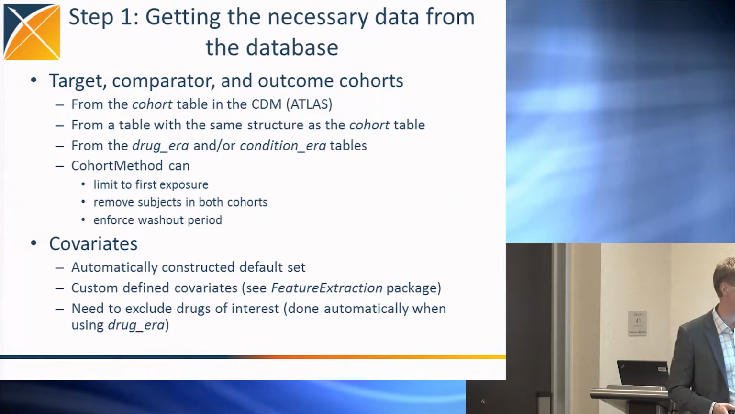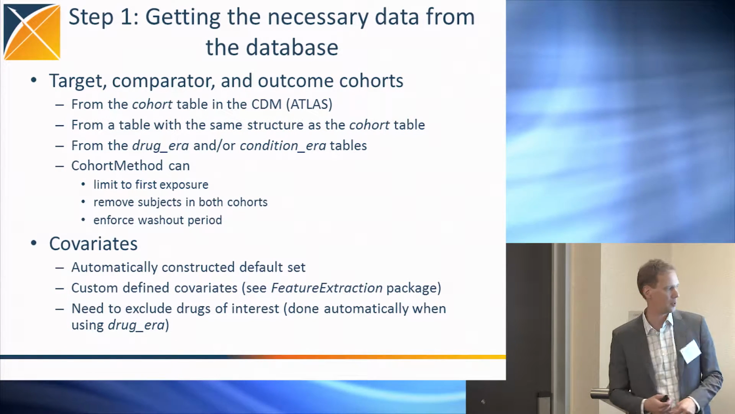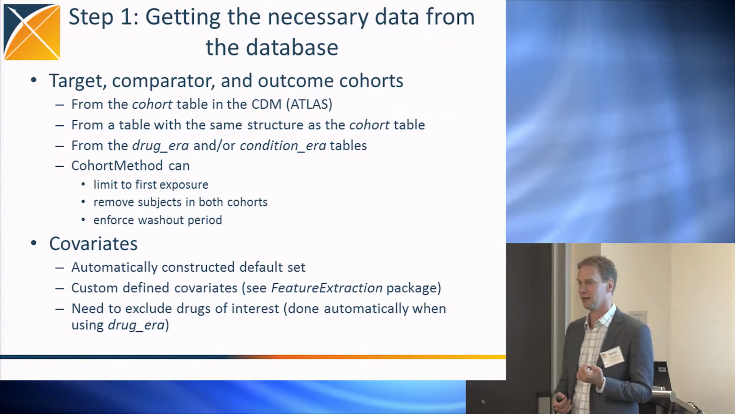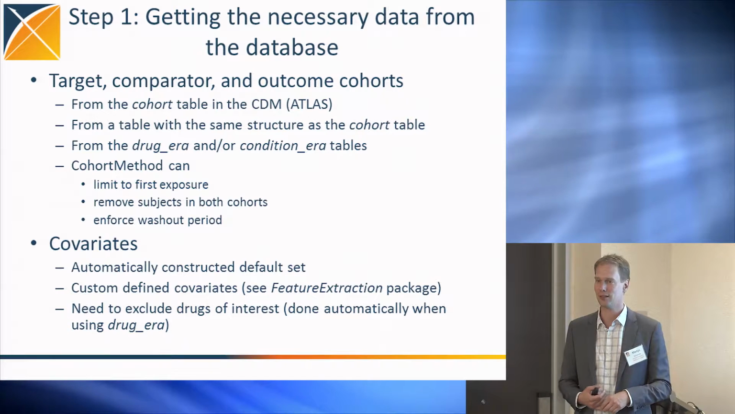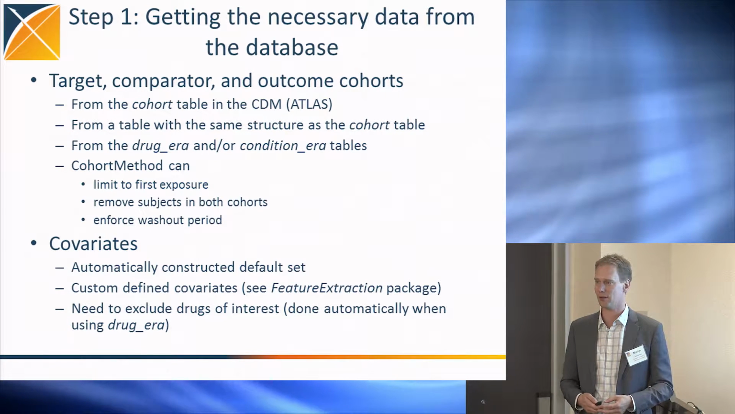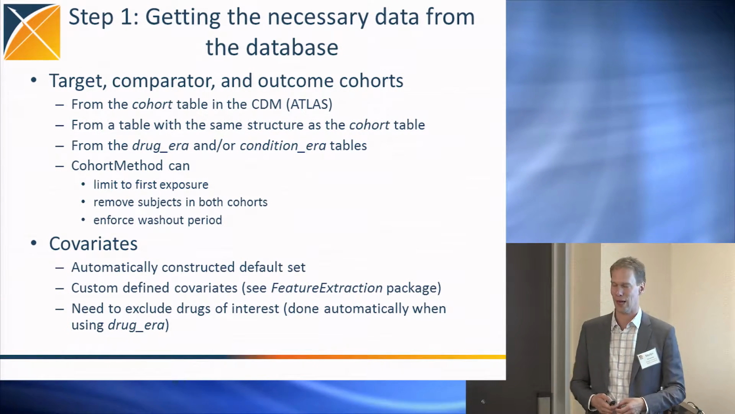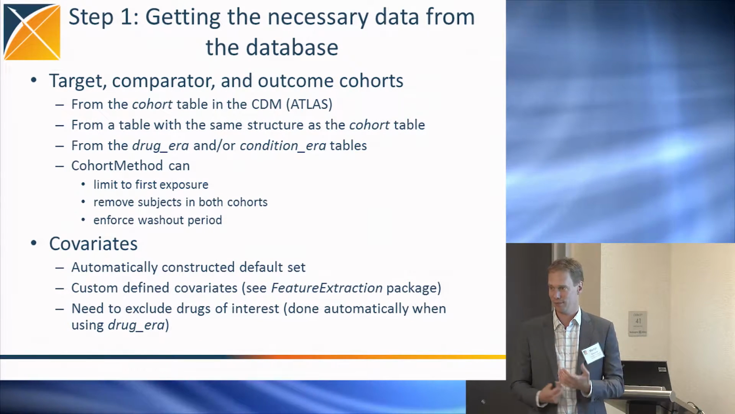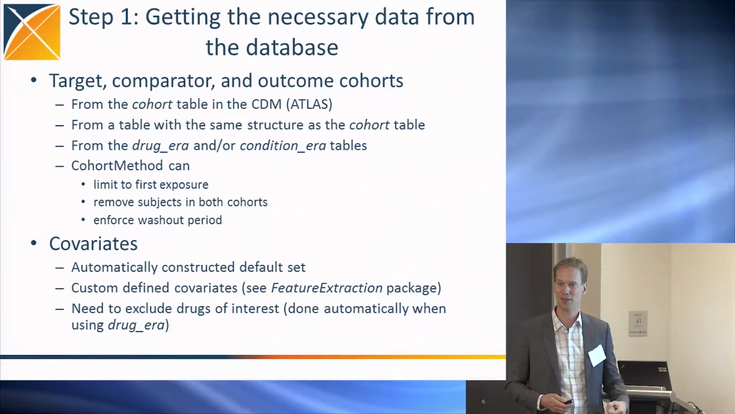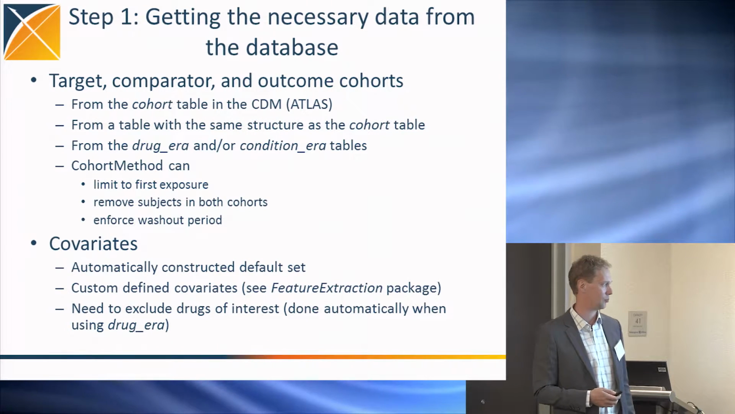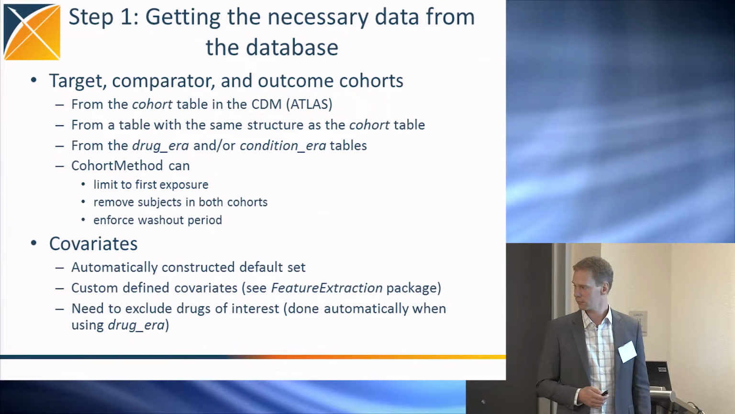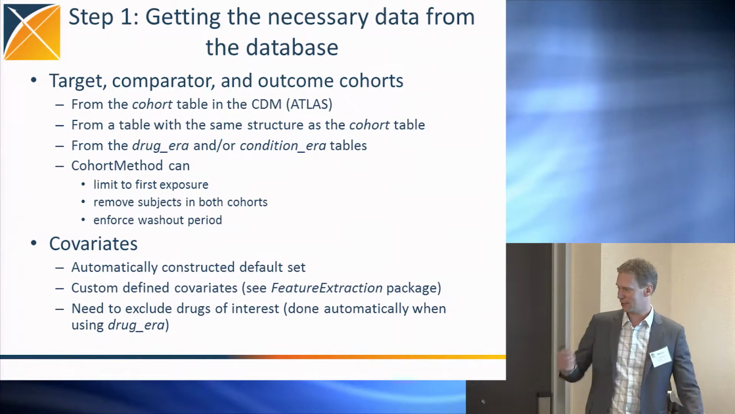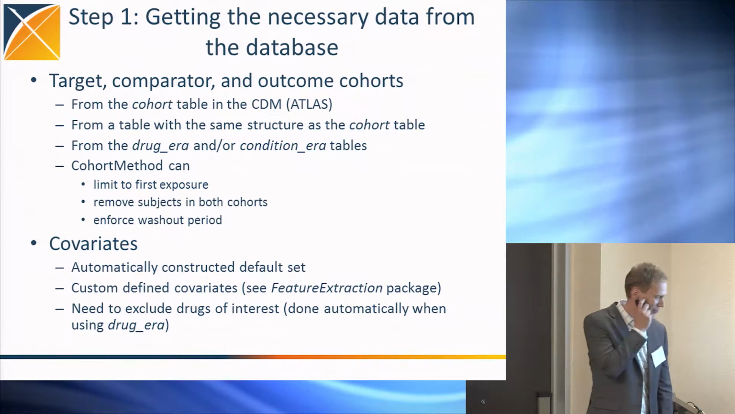Importantly, if you choose to use, for example, the automatically constructed default set, you need to specify at least the drugs of interest to be excluded from covariate construction, because it actually includes the index date when you construct covariates, and that would mean that you have your own treatment as a predictor of your treatment, and that doesn't work. And you have to do it by hand if the cohort is done in cohort building. Yes, that's actually a good thing that you're reminding me.